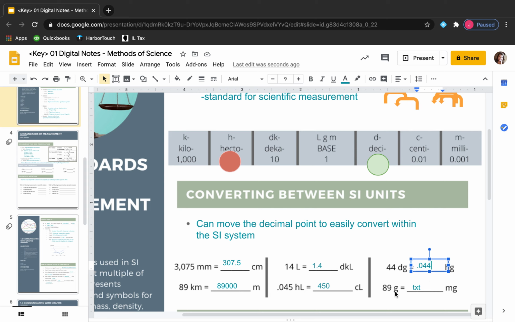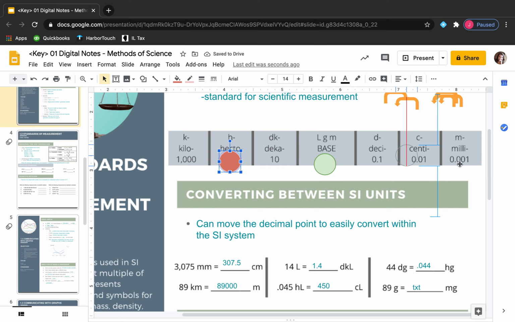Okay. The next one and last one, we start with G, grams. Okay, it's one letter, so we know this is our base. And we're going to milligrams. So move my stopping point to milligrams. We're going to jump 1, 2, 3 to the right.